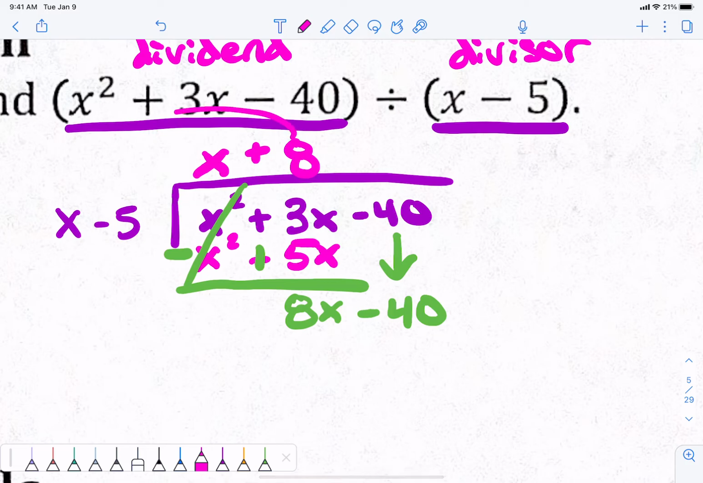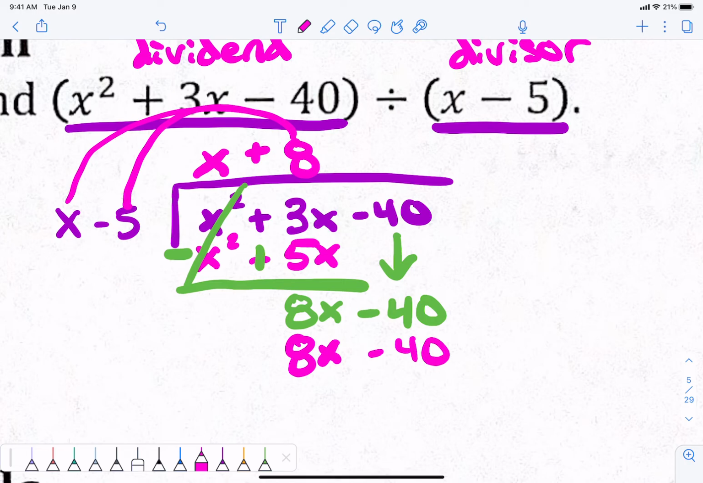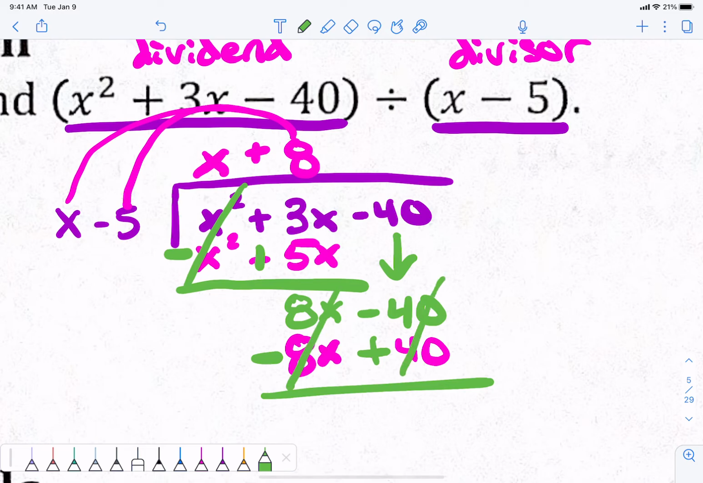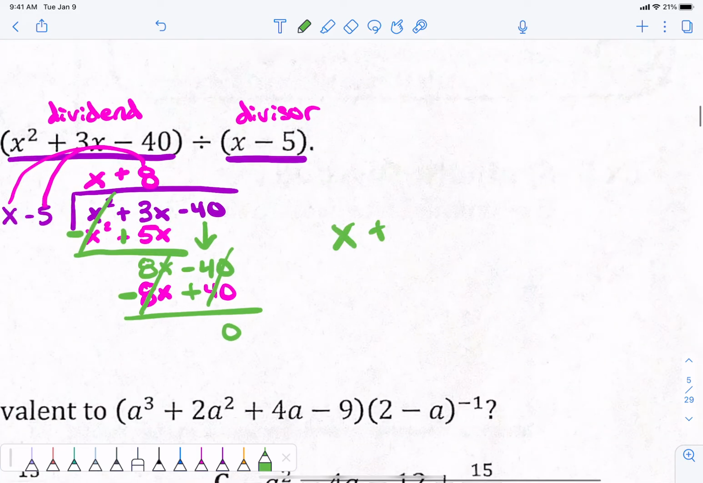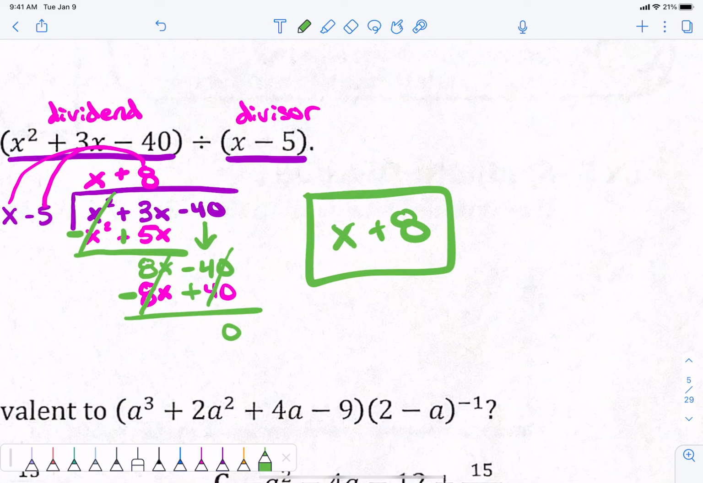Then we multiply it back through. So 8 times x is 8x, okay? 8 times 5 is negative 40. But before I do anything else, I have to change the sign. So this becomes a negative 8x, and the 40 becomes plus 40. Oh, look at that. It comes out to be 0, and it goes in there perfectly. So what's the answer? x plus 8. x plus 8. It has no remainder, and it goes in there really nicely.